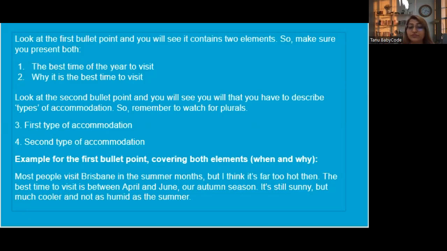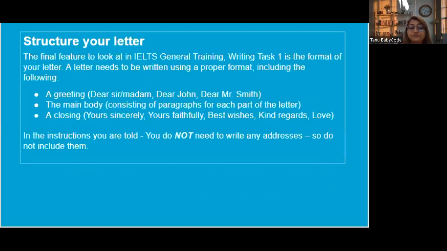Most people visit Brisbane in the summer months, but I think it's far too hot there. The best time to visit is between April and June, our autumn season. It's still sunny but much cooler and not as humid as the summer.